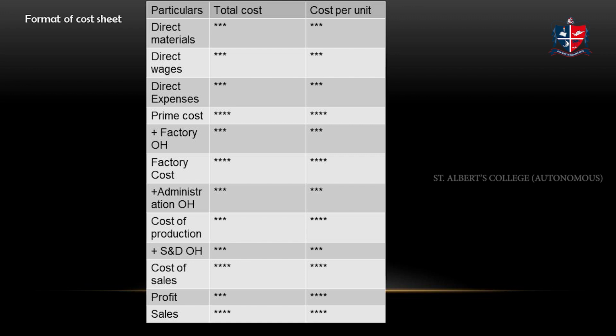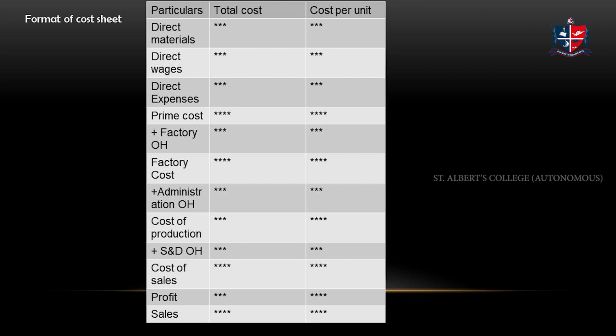Then add selling and distribution overhead to cost of production. Selling and distribution overhead means the indirect expenses related to sales such as salesman's commission, advertising, etc. If the firm has any such expenses, include them here and add them along with the cost of production, then we will get cost of sales. It is also called total cost.